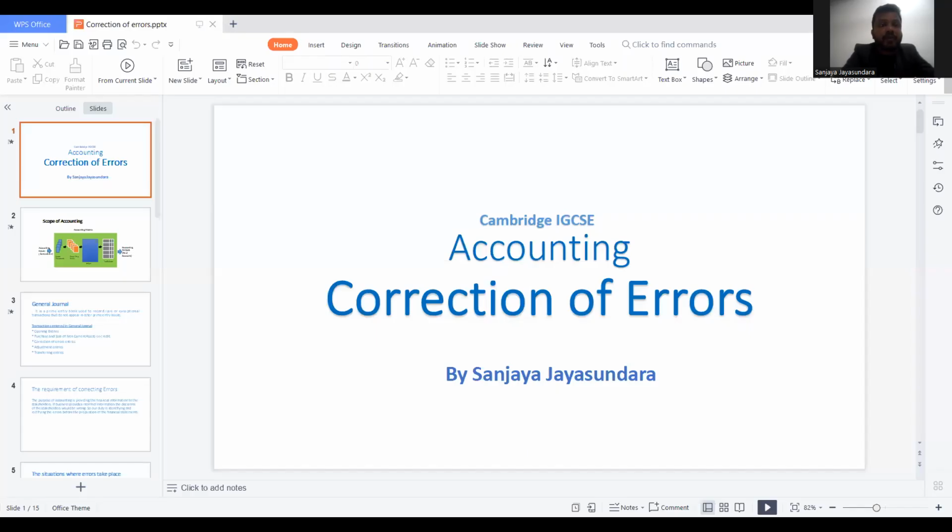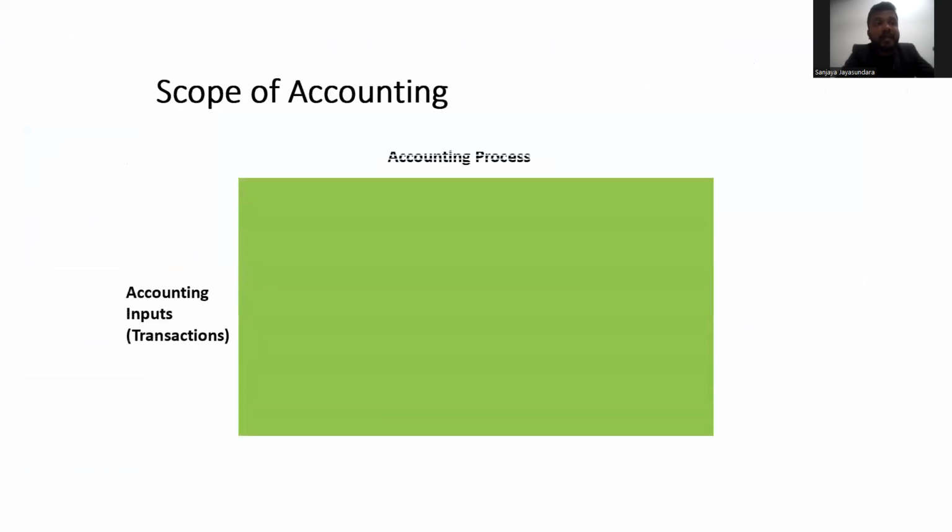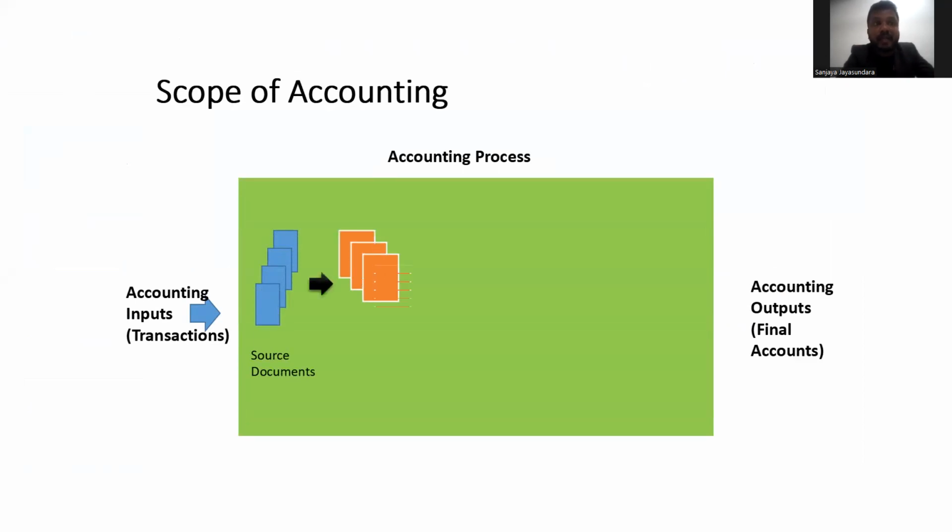Okay. Let me use a very important resource to explain this lesson. That is a PowerPoint presentation. As you know, we convert transactions to final accounts based on an accounting process. In the accounting process, we can see business documents or source documents, then prime entry books, ledger, trial balance.